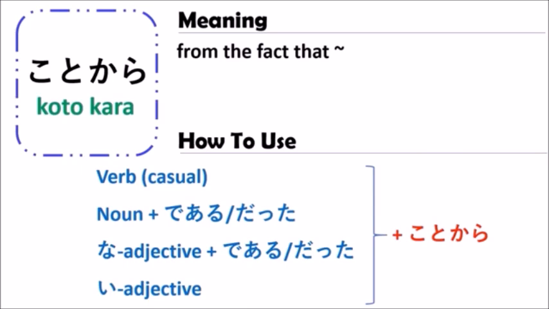When you use the verb, noun, and adjective with Kotokara, it has the meaning "from the fact that something." So to understand more about how to use the grammar of Kotokara, let's see some examples.